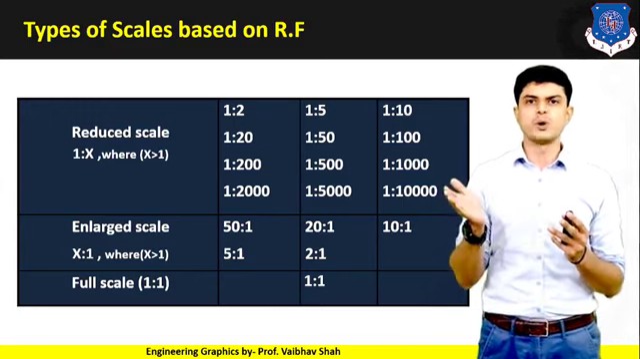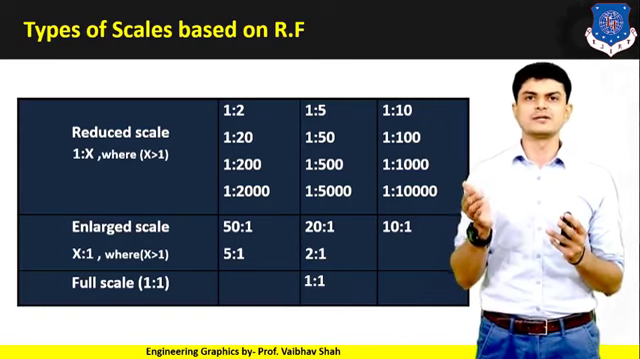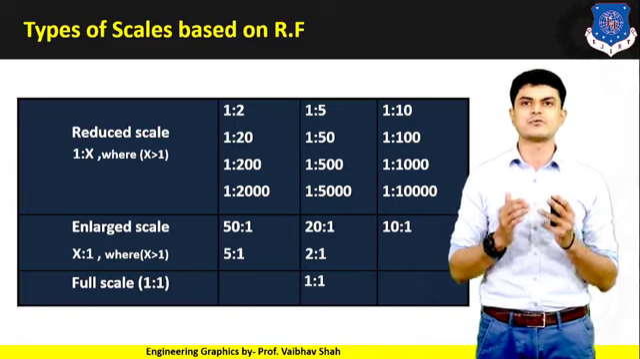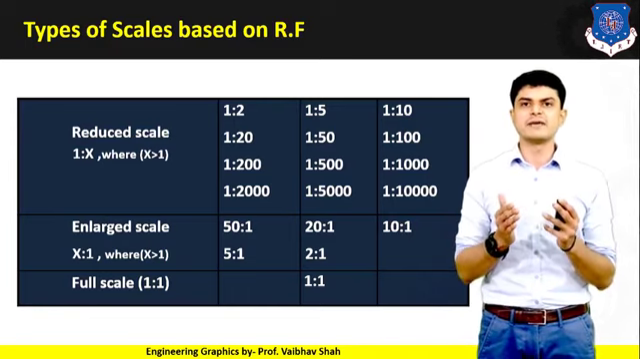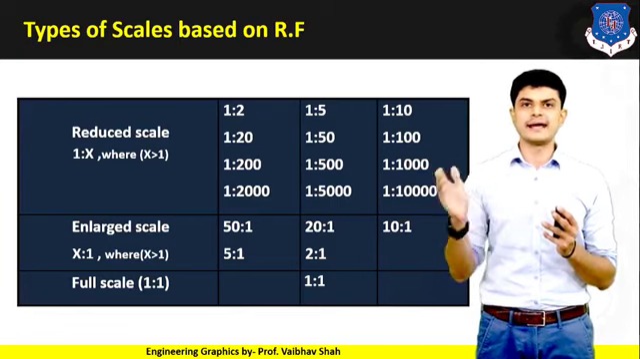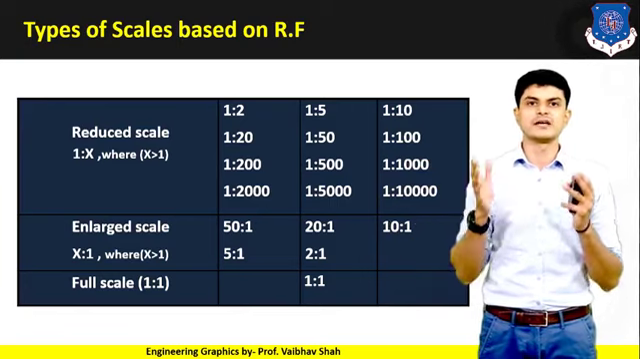So 50:1, then 20:1, 10:1, and you can see a few more examples. So these are the examples of your enlarged scale in which we have the form x:1, and x is obviously greater than 1.